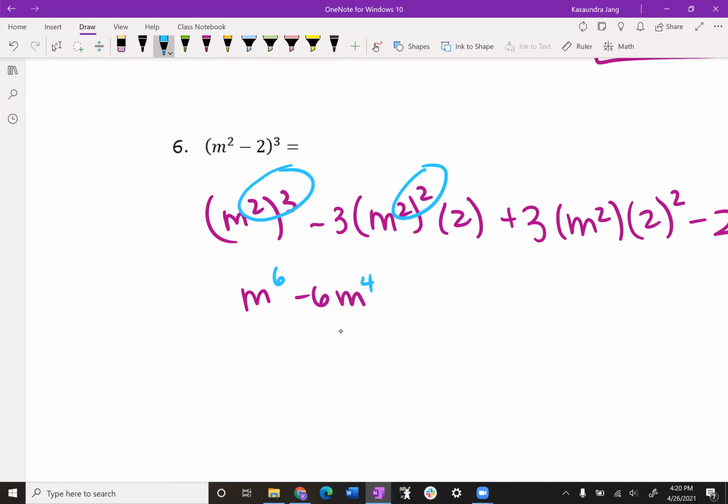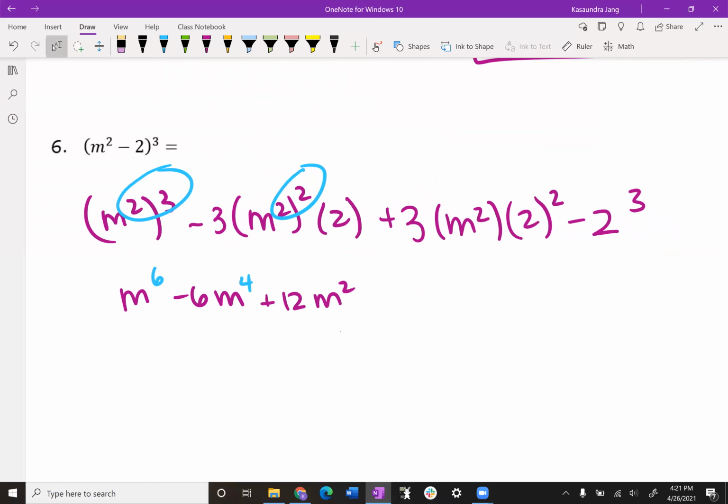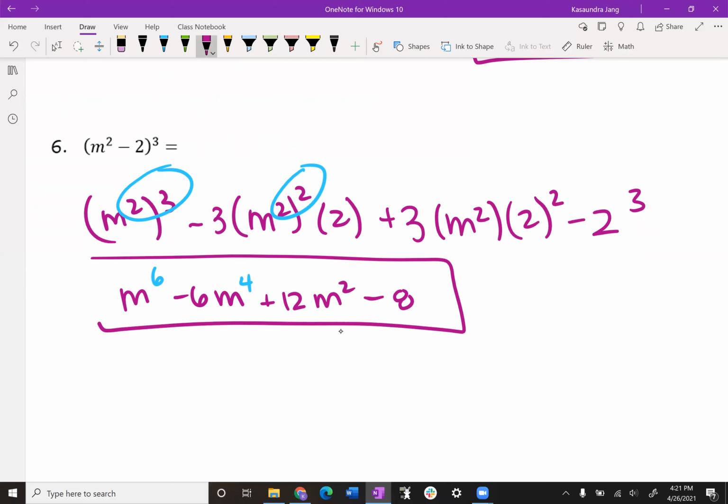All right, I don't have like an exponent to another exponent. It's just straight up m squared on that one. The coefficients though, I've got a 3 times 2 squared. 2 squared is 4, so I basically have a 3 times 4, so 12. I've got a 12m squared. And last but not least here, minus the 2 cubed. 2 cubed is 8, so minus 8. And none of these are like terms, so this is my final answer.